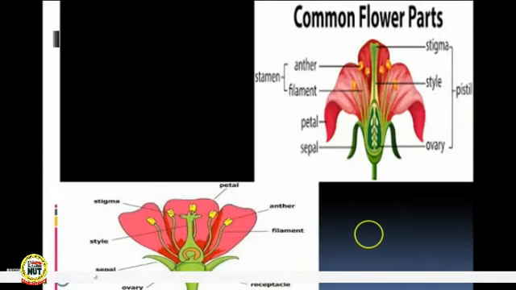Let's look at a complete flower with all the parts. As you can see, this is a complete flower with all the parts. I told you that the outer part of a flower is called sepal, and it is green in color. Look at it, it's the outermost part of a flower.